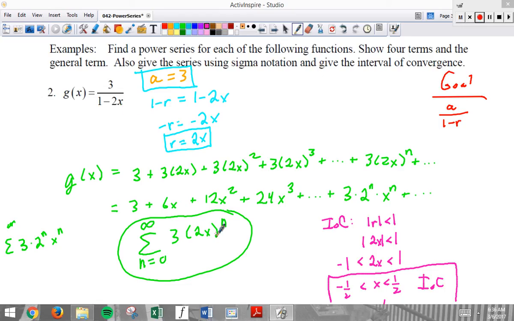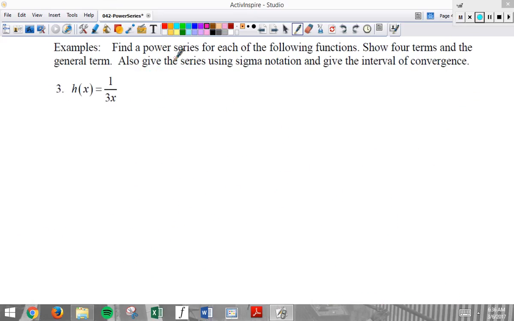Negative 1/2 is less clear, but it's not unclear here. When x is 1/2, what are you getting? 1 to the n. What's 1 to the n? It's always 1. So you're adding up 3 infinitely many times. That does not converge. Same thing with negative 1 to the n. You can play around with the numbers. Just know that these are not inclusive. 2 more. More complicated.